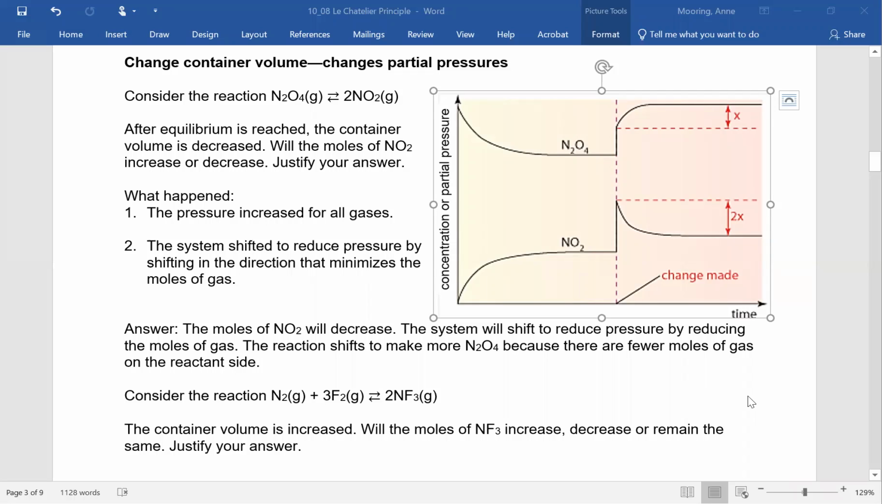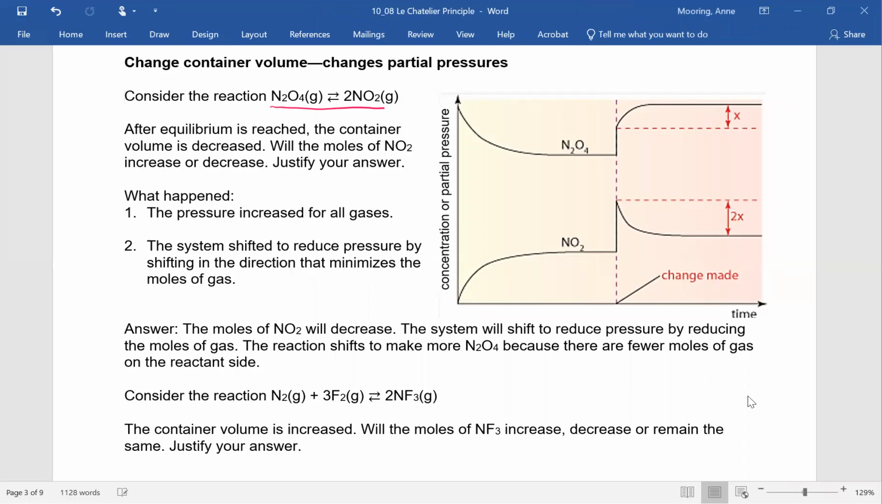To look at the effect of changing container volume and what that does to an equilibrium position. So we're going to consider the reaction dinitrogen tetroxide decomposing to nitrogen dioxide. First, we start off with a system that is at equilibrium. After equilibrium is reached, the container volume is decreased.